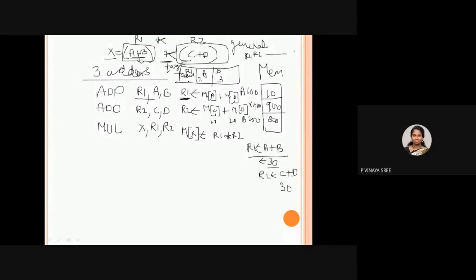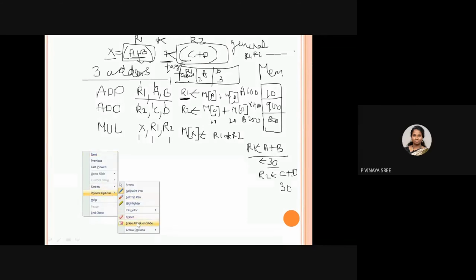Here you have 3 addresses: 1, 2, 3. So this is your 3 address instruction format. Now for the same expression, X equals A plus B into C plus D, if it is a 2 address instruction format in a general purpose register, how we write it will be similar. X equals A plus B into C plus D.